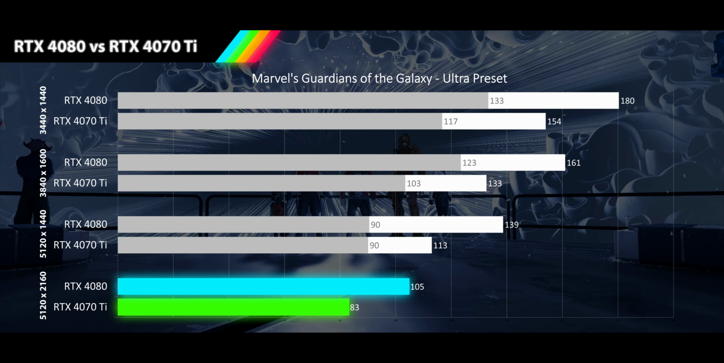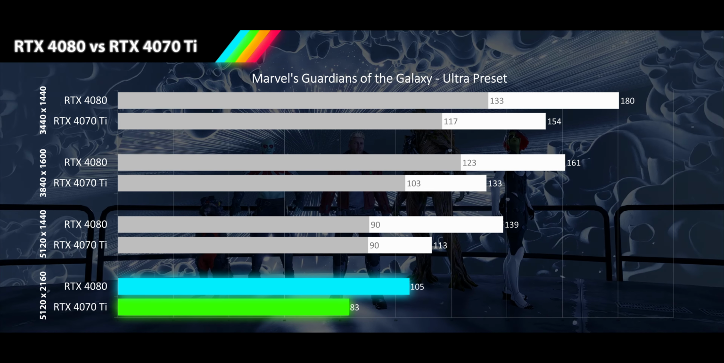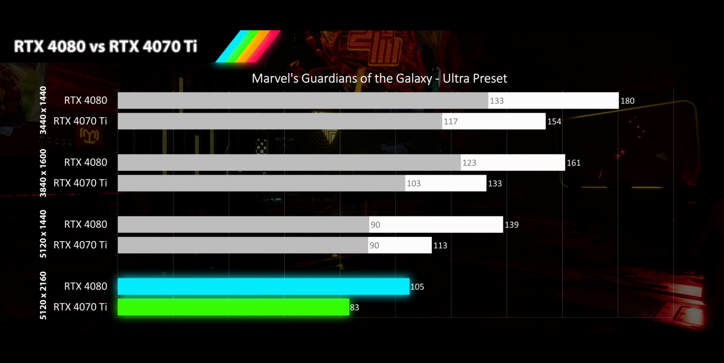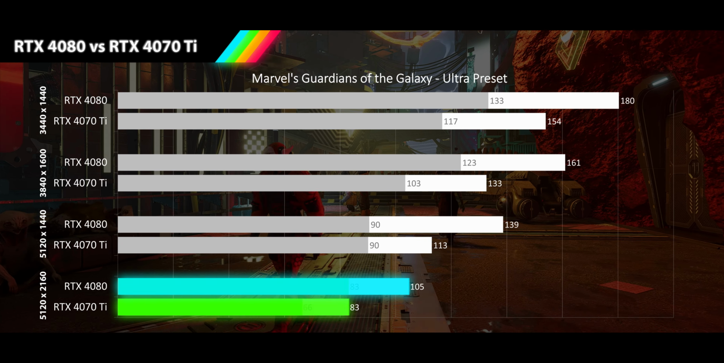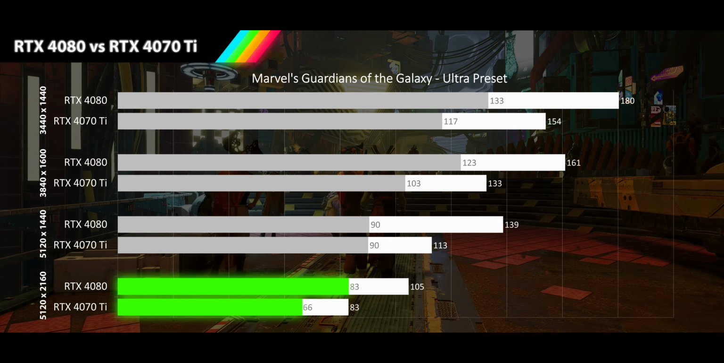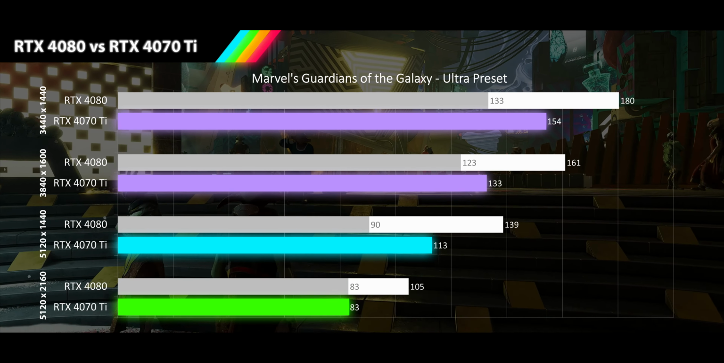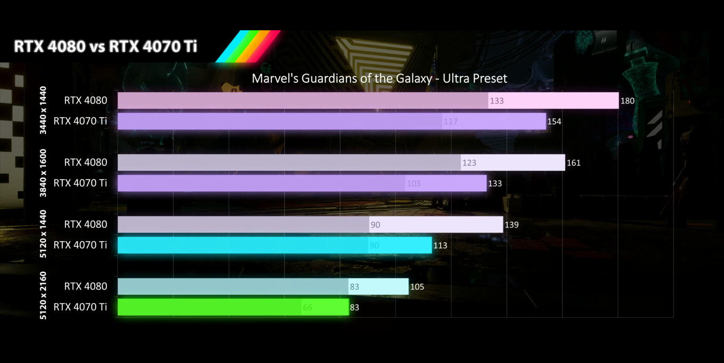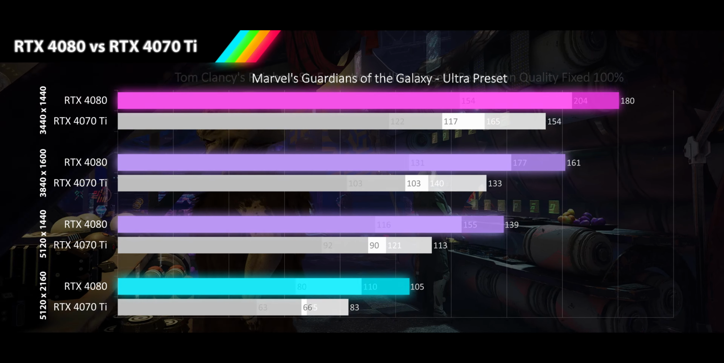Lastly, at our 4K ultrawide resolution, we see the 4080 return to form with a 105 FPS average, a 26% advantage over the 4070 Ti's 83 FPS, and an equally good 26% 1% low advantage for the 4080. The 4070 Ti manages to get great frame rates all the way down the resolution stack, relegating the 4080's extra frame rate to an unnecessary luxury.